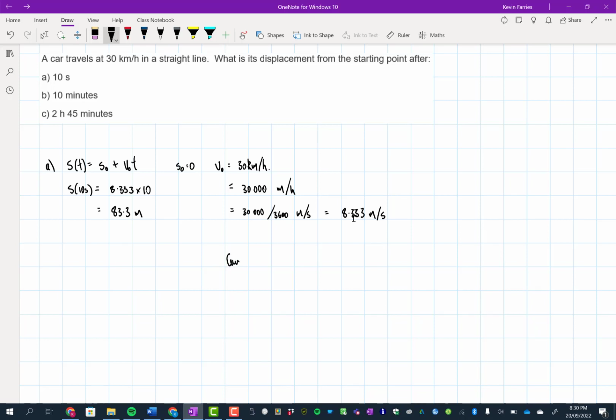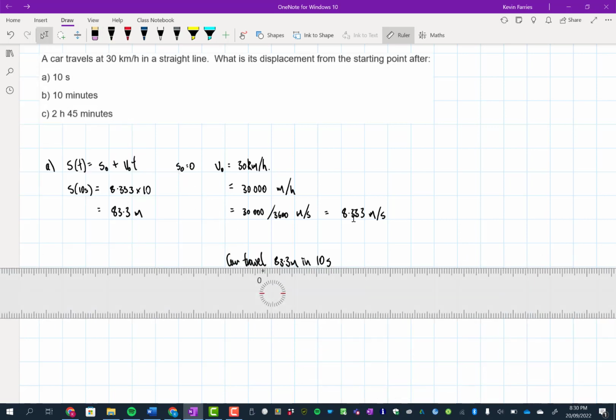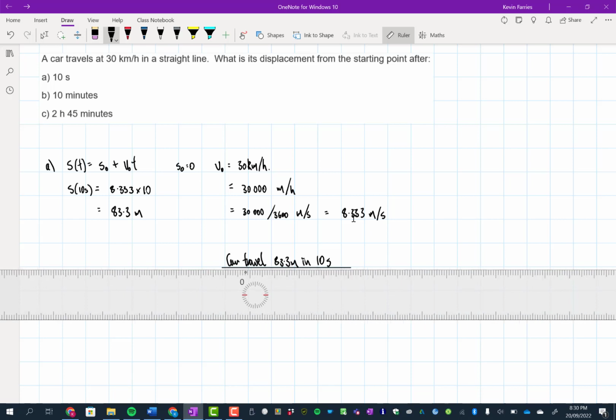So the car will travel 83.3 meters in 10 seconds. So that speed is a little bit less than someone running 100 meters.